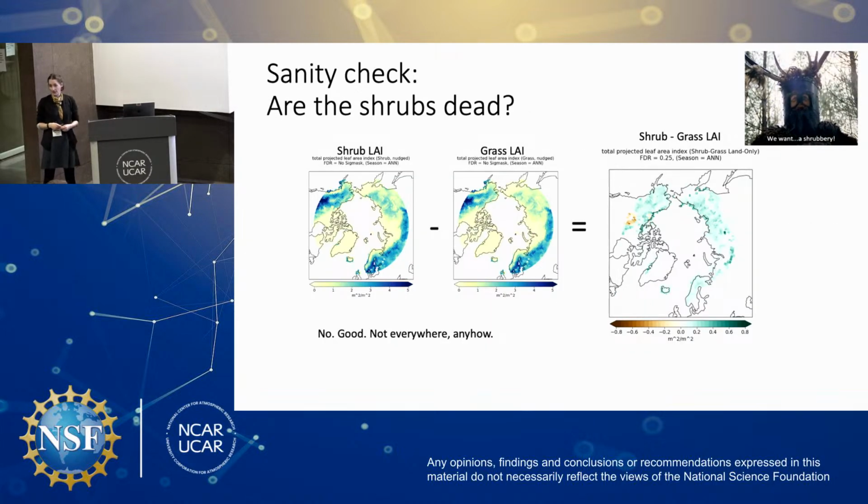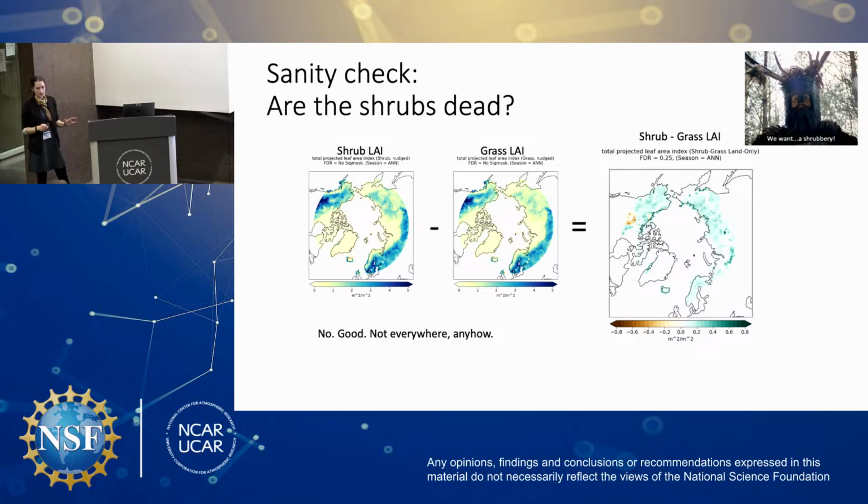Given the long-running thread of, hey, our shrubs are dead in the Arctic, I figured I should check if these are dead. They're not totally dead, so the shrub LAI is on the left, the grass LAI is on the right, and the difference is the big one on the far right. So there is more LAI when we put the shrubs down, so they're not totally dead, that's good, and increasing shrubs is increasing LAI in the Arctic, which is sort of the experiment we were trying to do, so that's comforting.